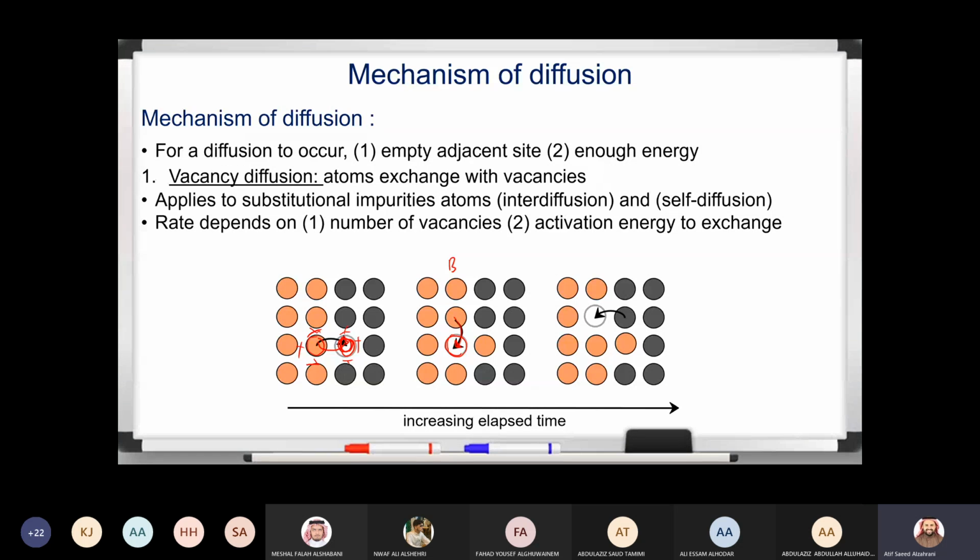Now, the activation energy, basically the energy needed for this process to happen. If you have higher activation energy, do you think the rate will be higher or lower? Lower. Lower, good. And the final thing is that if the atom has high energy, pay attention.